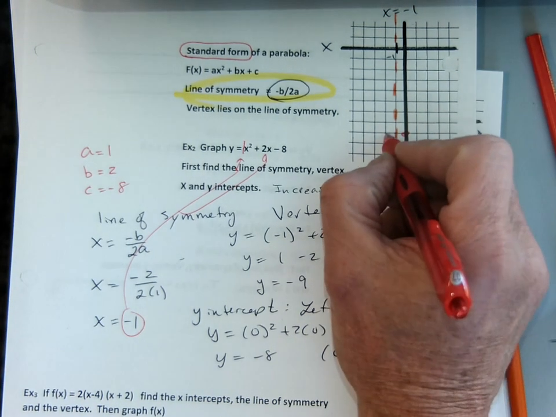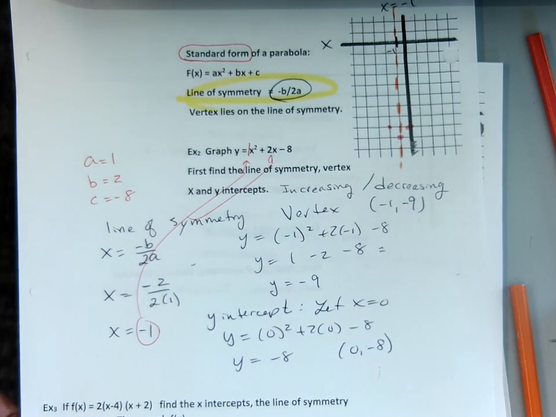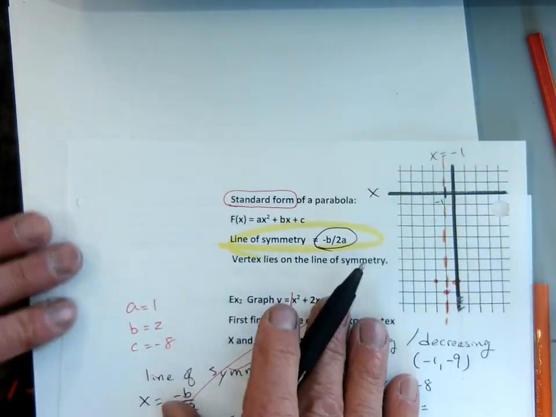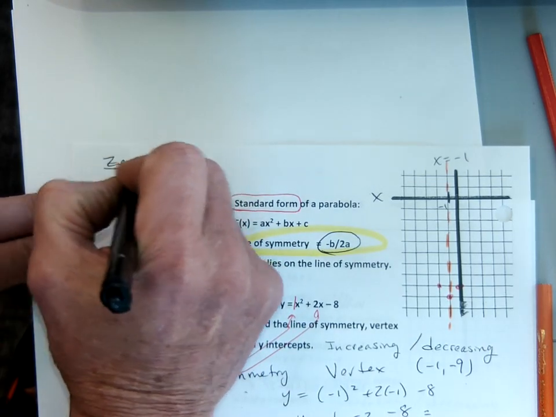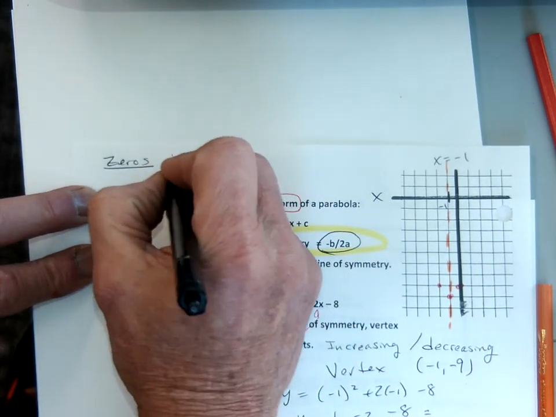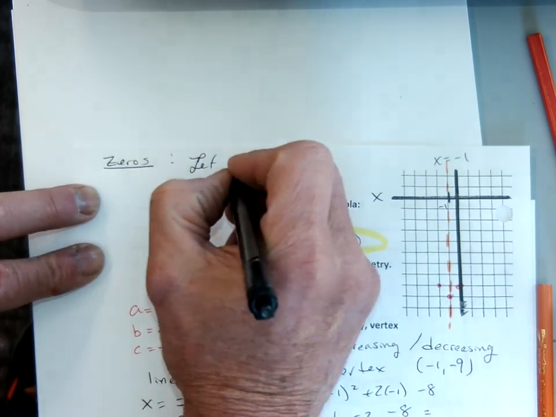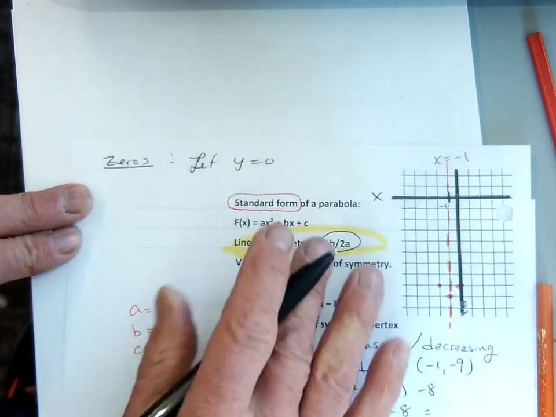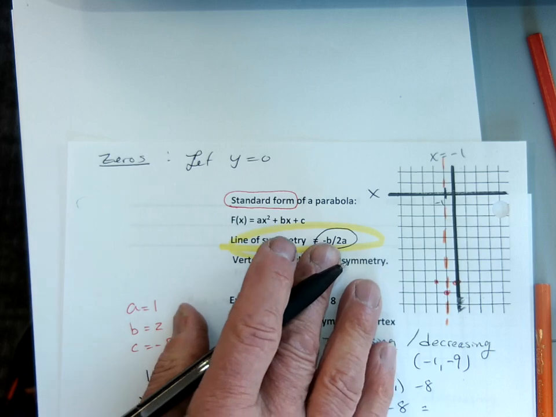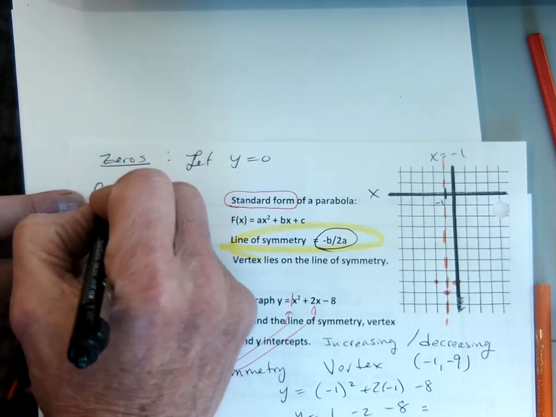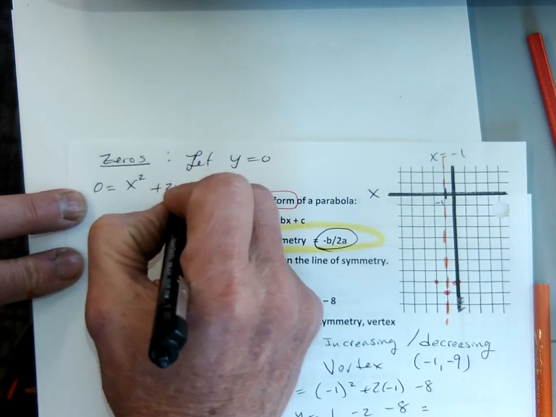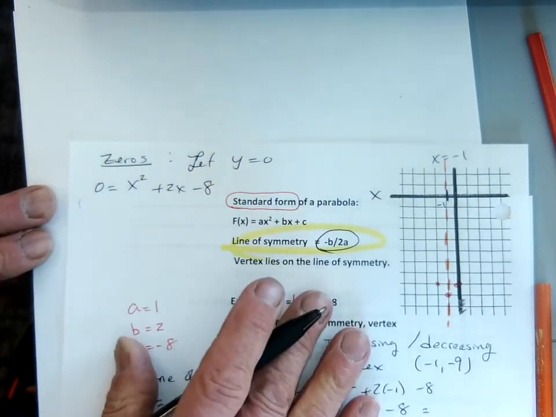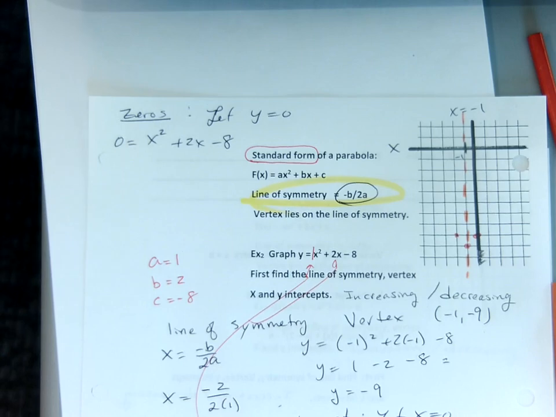Almost. I want to find one more thing. I want to find my zeros. I'm going to come on up here and talk about my zeros. So, let y equal 0. To find the zeros, let y equal 0. So we're going to go 0 equals x squared plus 2x minus 8. All right, now we're going to see if you learned anything.